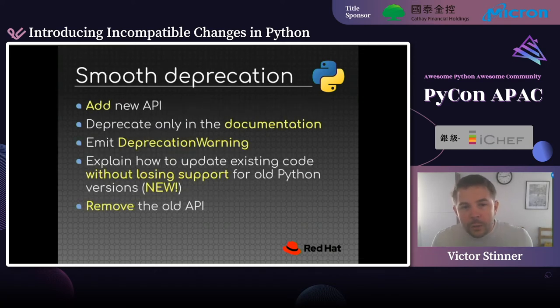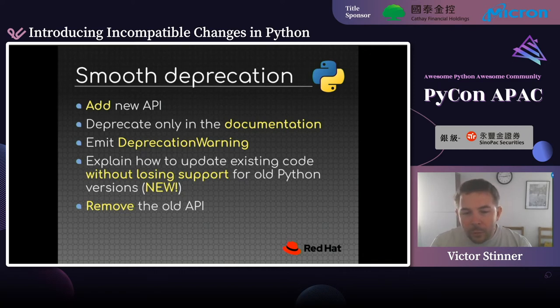So what can we do to get a smooth deprecation? The first part is obviously to add the new API. And if you want a smooth deprecation, what you can do is to only deprecate in the documentation, because this is not impacting anyone. It's only something in the documentation, and people who are developing in Python can check the documentation for warnings and prepare the code without being affected by deprecation warnings emitted at runtime.